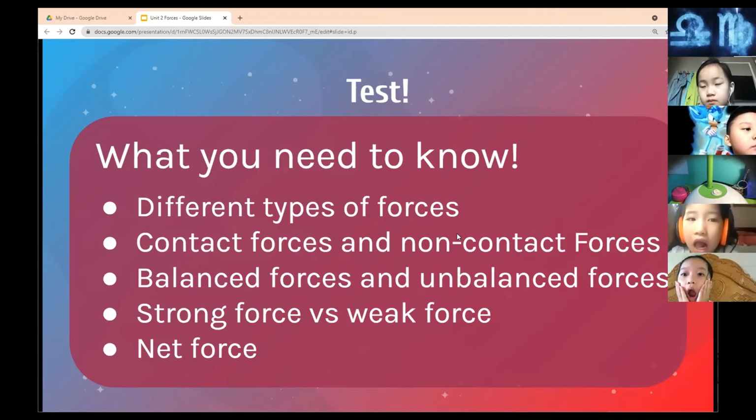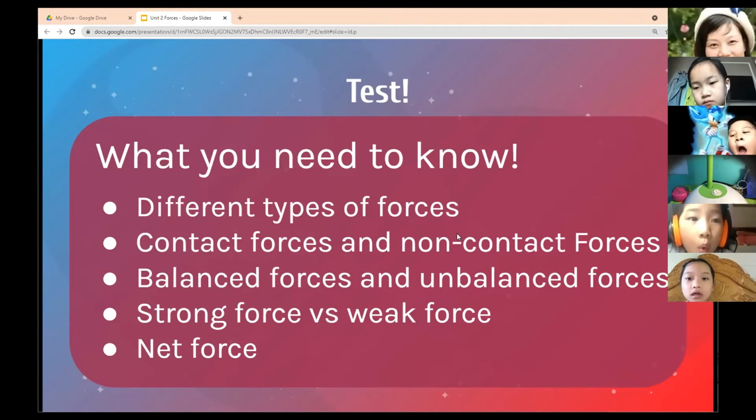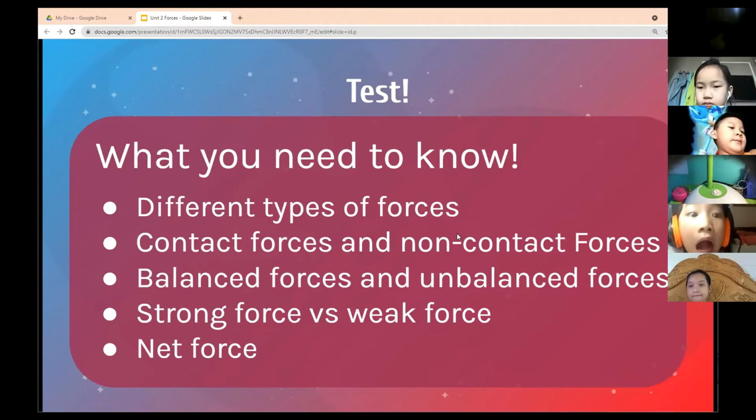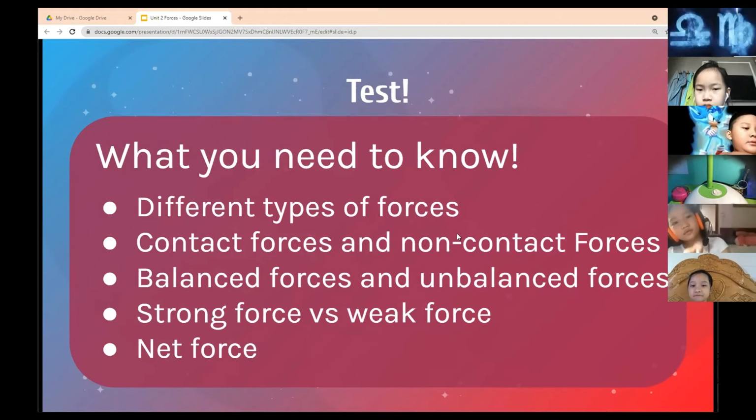What you need to know. You're gonna need to know different types of forces. You're gonna have to know a contact force, a non-contact force. Remember, contact forces are touching. Non-contact forces are not touching. Balanced forces versus unbalanced forces. A strong force versus a weak force. And you're also gonna have to understand what a net force is.